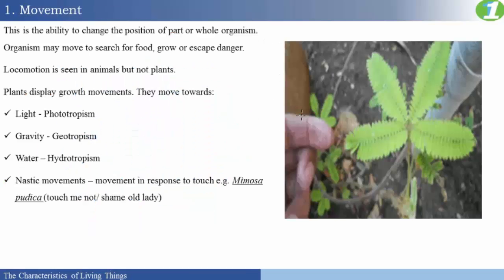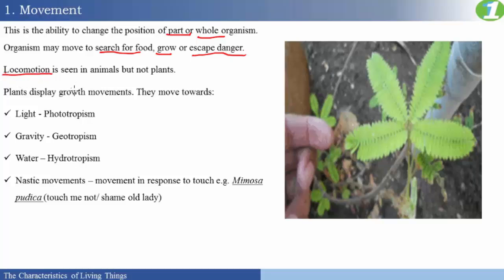Now, movement is the ability to change the position of either a part of an organism or the entire organism, the whole body of the organism. The organism may need to move for different reasons. They may want to search for food, they may want to grow, they may need to escape danger or move to favorable conditions. Now, when animals move from one place to another, it is called locomotion.